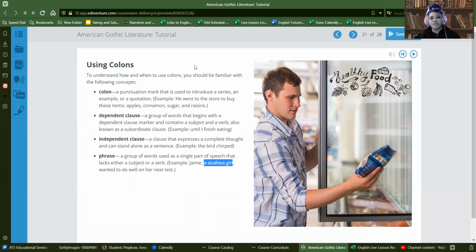A studious girl is a phrase. That tall building is a phrase. Instead of knowing the name of the thing or using the name of the thing, you're using a description of it to refer to that person, place, or thing. So that's what a phrase is.